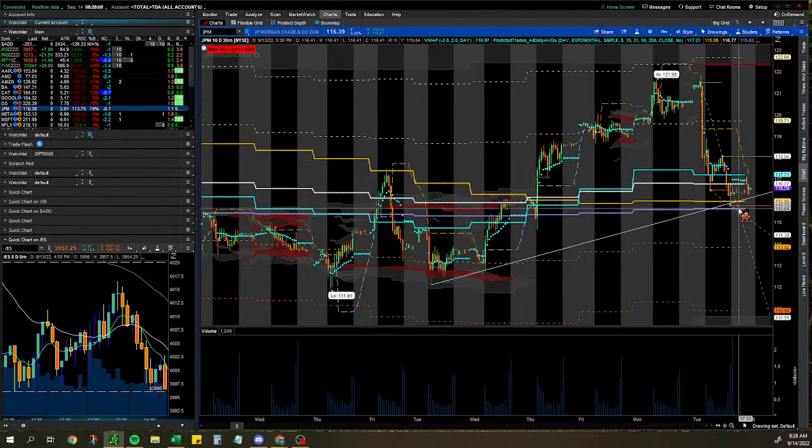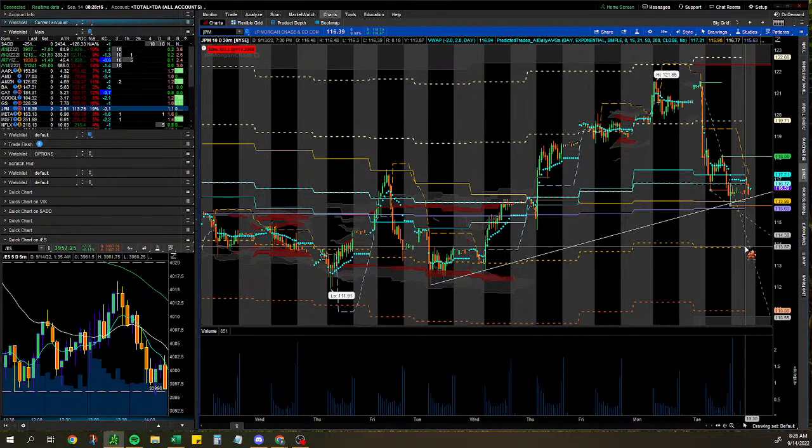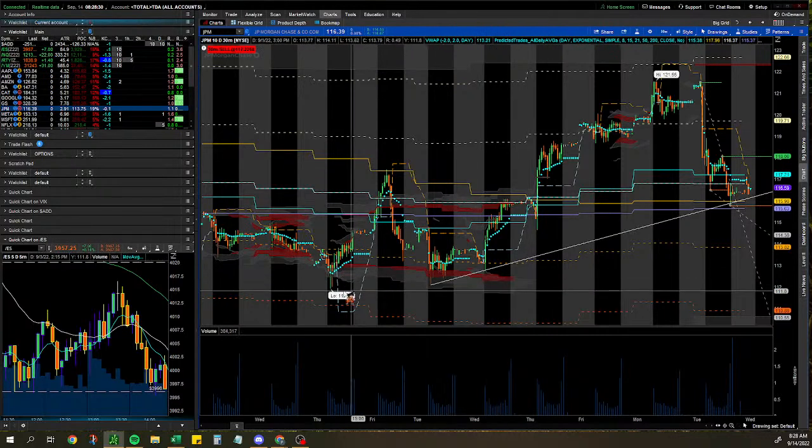If we keep slipping and lose the daily 50, first stop 114.5. Then that first Keltner around, just call it 114. So 114.5, 114, kind of the first zone to arrive to. Any more past that, we're looking at these lows from the last couple of weeks.